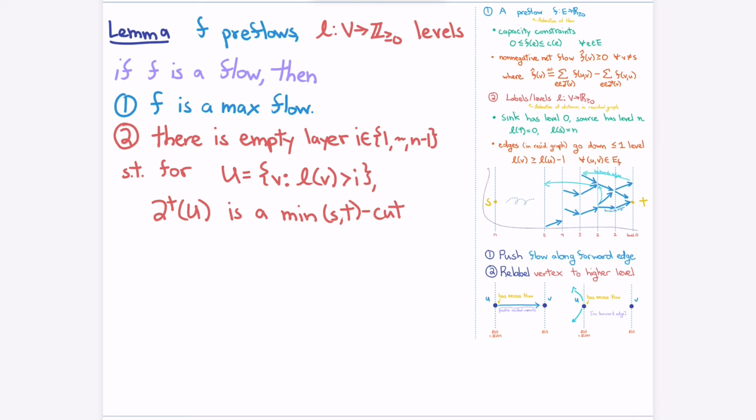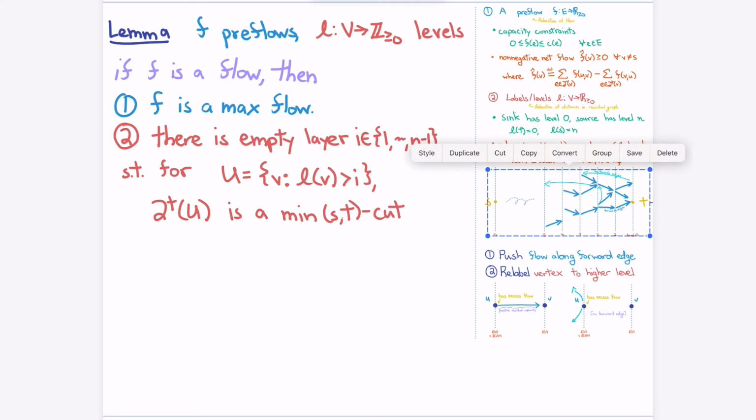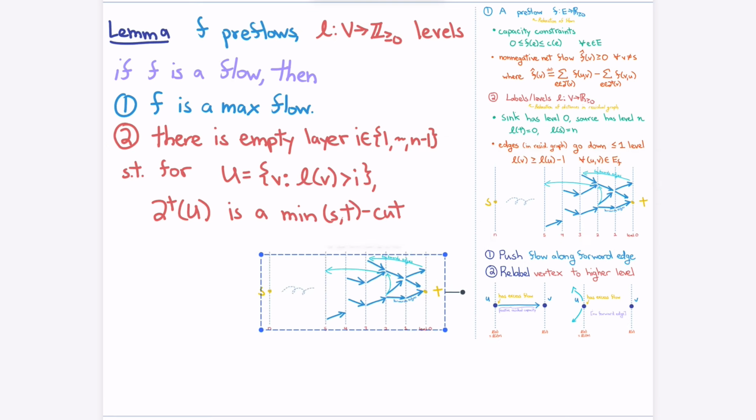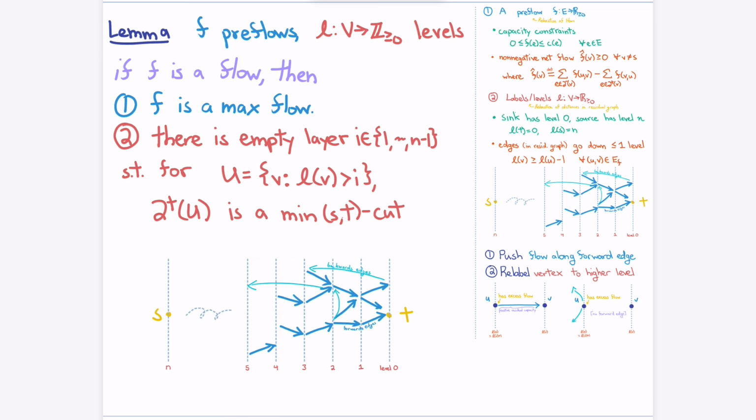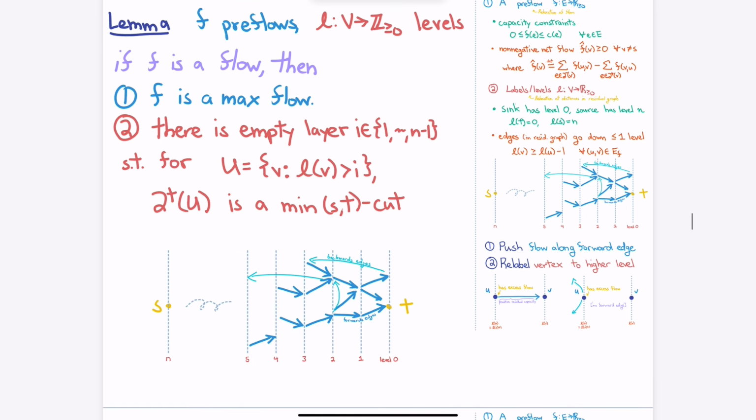All right, so the claim is, if there are no active vertices, then F is not only a max flow, but I should be able to find some kind of empty layer, right?